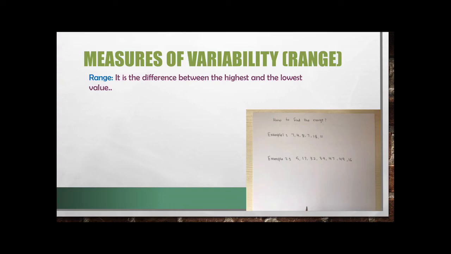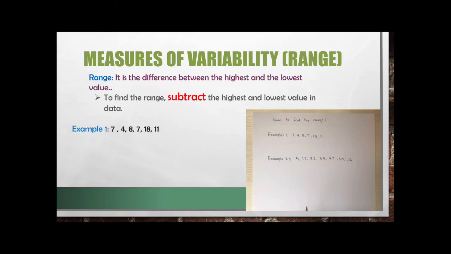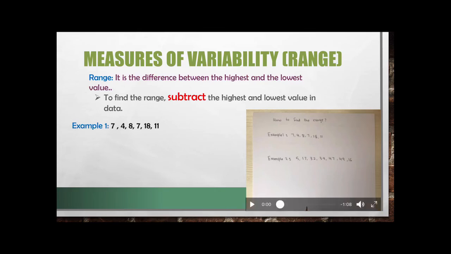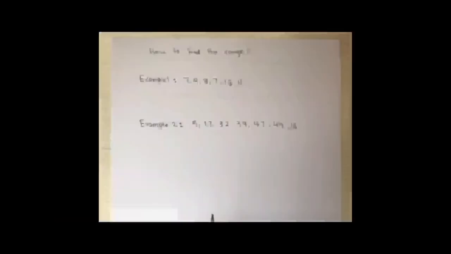Now we will move to measures of variability. The first one we will discuss is the range. The range is the difference between the highest and the lowest value. So to find the range, we just subtract the lowest value from the highest value in our data. Let's see this example and we will find the range.